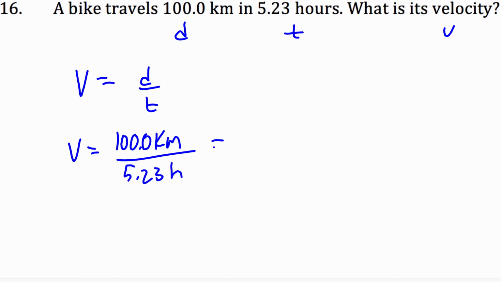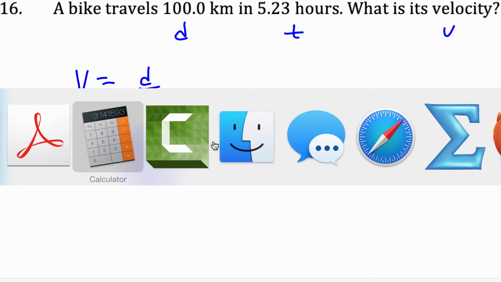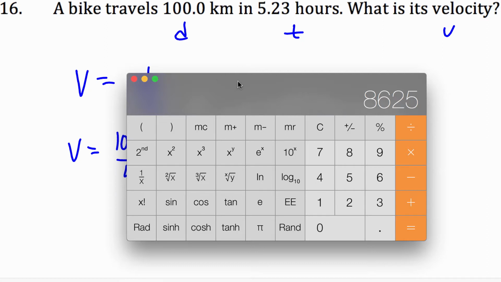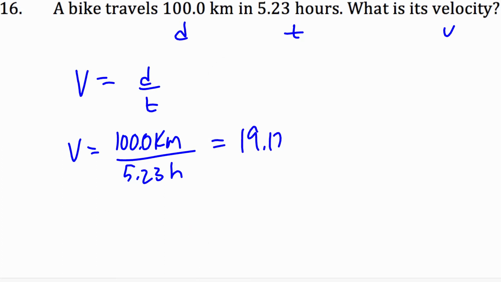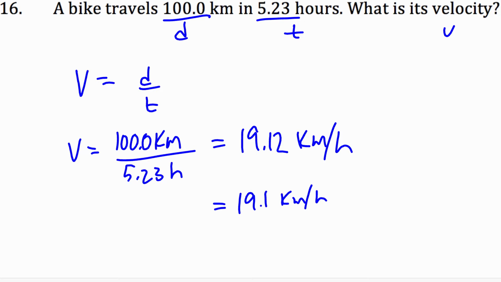5.23 hours. So if I divide that, get a calculator, 100 divided by 5.23. So it comes out to 19.12. So 19.12 kilometers per hour. Looking at sig figs, I've got 4, I've got 3, so at most I can give 3 sig figs. 1, 2, 3. This one's less than 5, so I leave it there. So this would be 19.1 kilometers per hour.